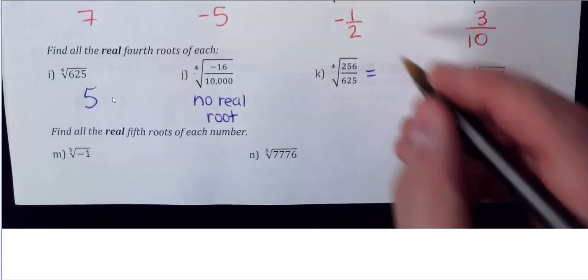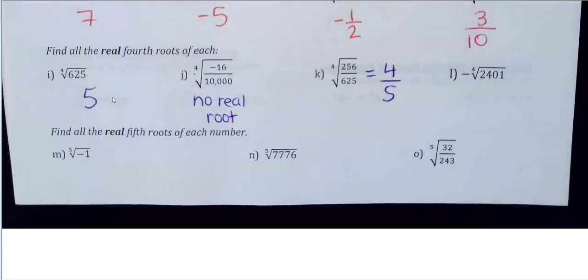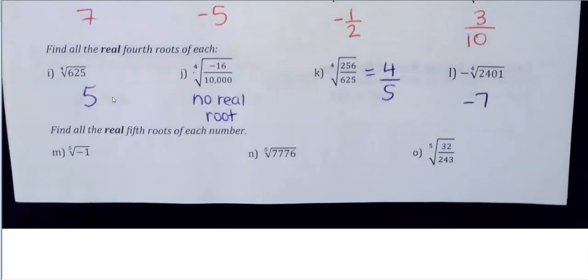What about the fourth root of 256 over 625? 4 over 5, done. Okay, what about, now the last one has a negative out in front, not under the radical, so this one's okay. So what about negative 1 times the fourth root of 2401? Negative 7, good. Totally fine if the negative's outside.